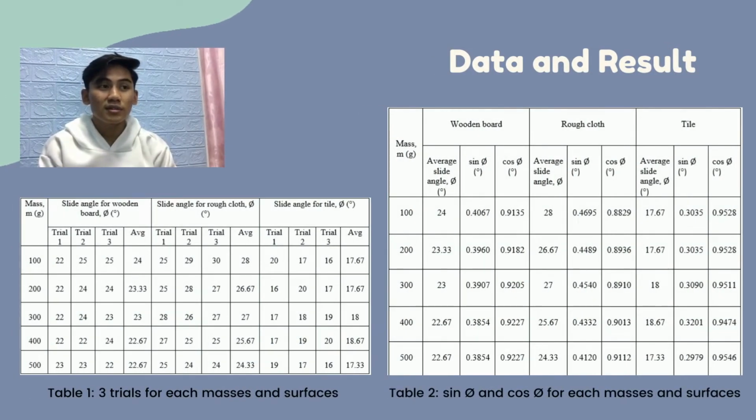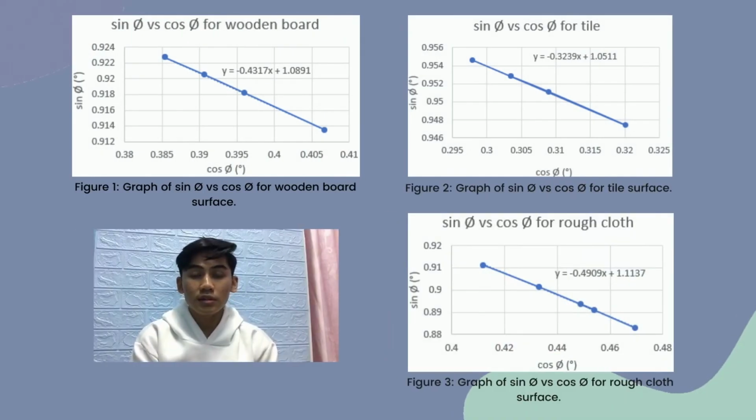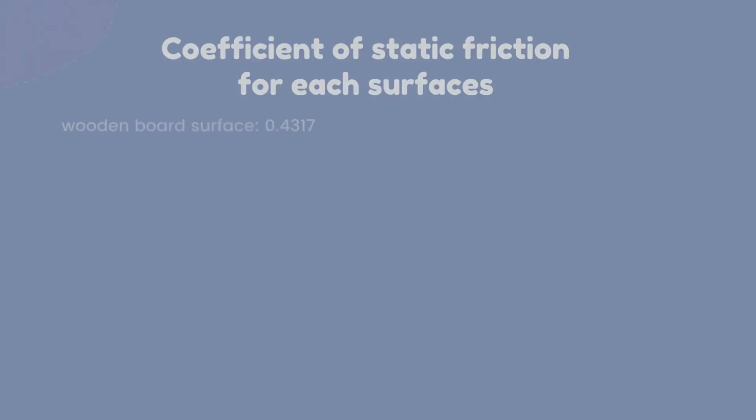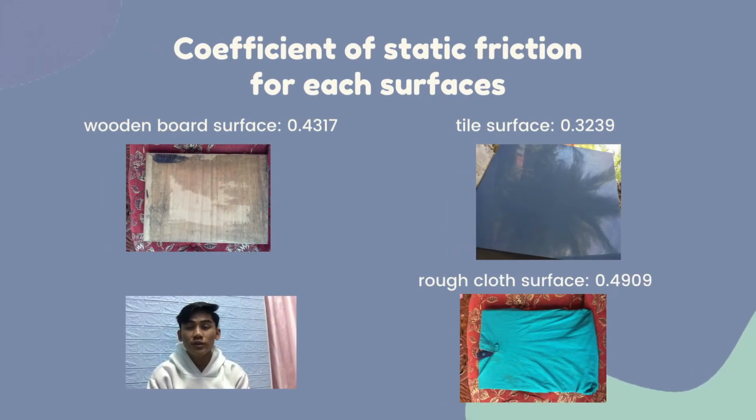For data and results, Table 1 is for the three trials of the slide angle for each surface, while Table 2 is about the average slide angle, sin phi and cos phi for each surface. These are the graphs that have been plotted for each surface, from which the coefficient of static friction can be determined from the gradient of the graph, neglecting the minus sign of the gradient. Hence, the coefficient of static friction for the wooden surface is 0.4317, for the tile surface 0.3239, and for the rough cloth surface 0.4909.